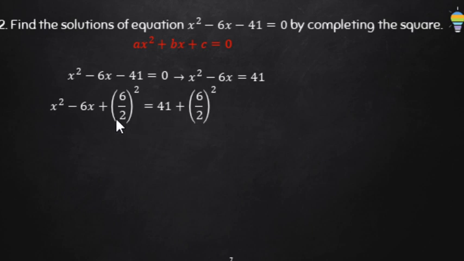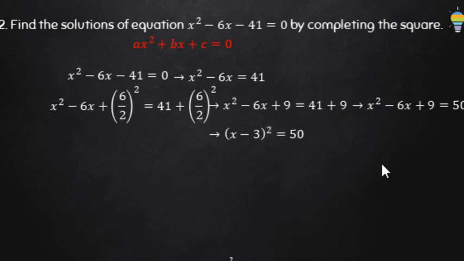Okay, so we have now this, and when we simplify, it gives us x squared minus 6x plus 9 equals 50. Then, express the perfect square trinomial on the left side of the equation as a square of a binomial. So we have the square of x minus 3 is equal to 50. Then, we take the square root of both sides of the equation.